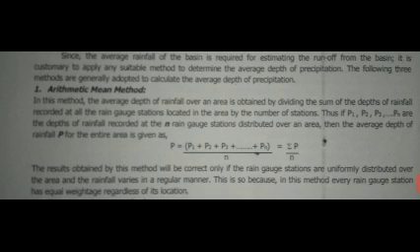The results obtained by this method will be correct only if the rain gauge stations are uniformly distributed over the area and the rainfall varies in a regular manner. This is so because in this method every rain gauge station has equal weightage regardless of its location.